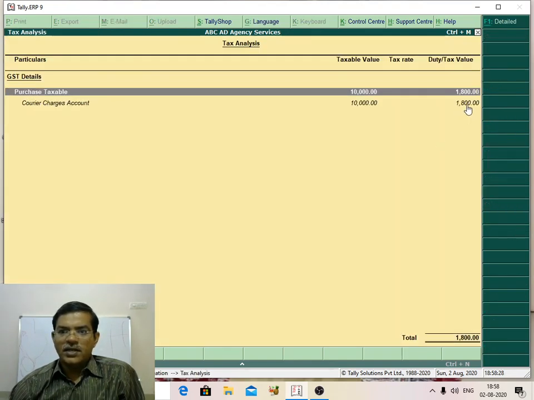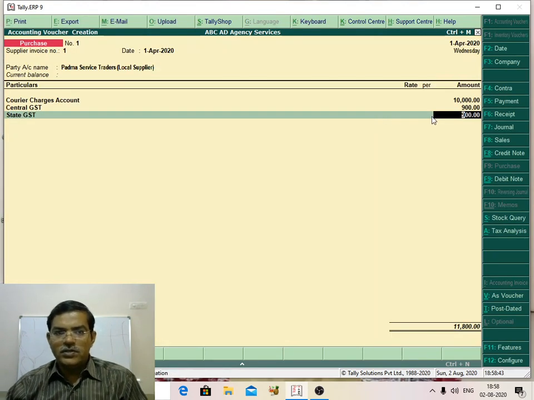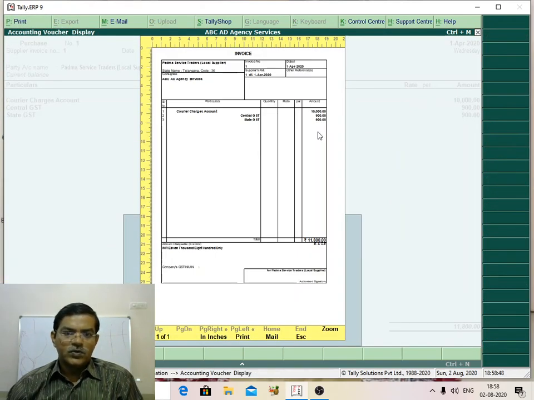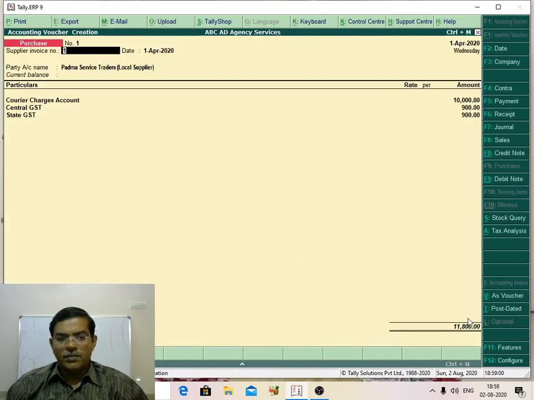So just go and select the tax analysis. Here you can check the data. The taxable value 10,000 and the 18% tax rate. You can see here the tax rate is divided into two, 9% and 9%. Okay, so you can check the data. After that, if you want to print the service invoice, you can also print. So this is a service invoice. See here, ABC ad agency. Okay, here local, and you can supply the data. If you want, you can print. I will save the screen.